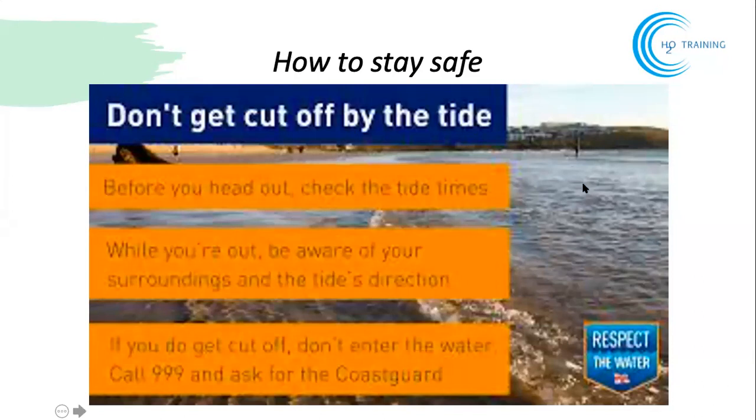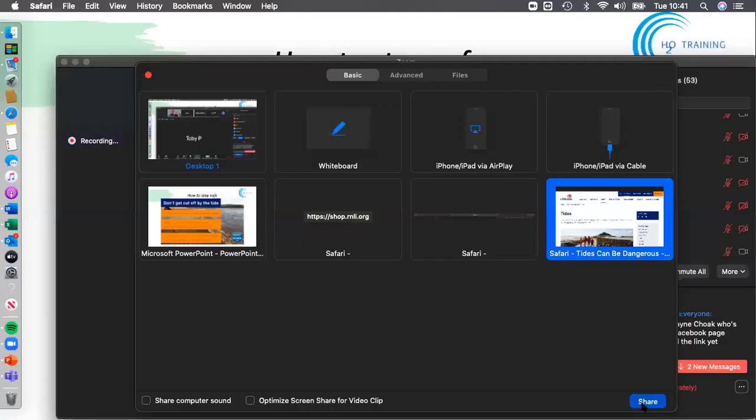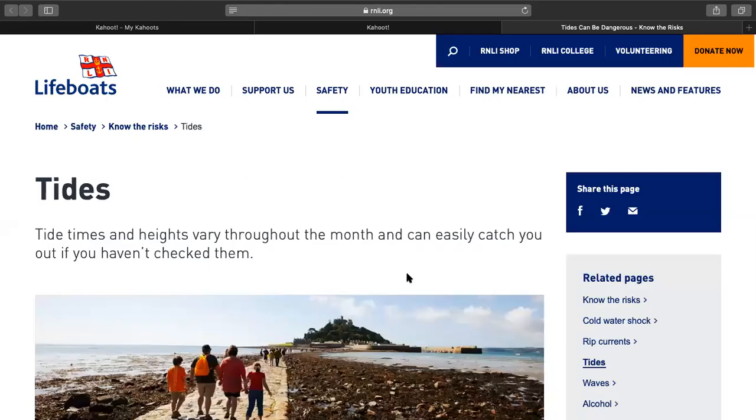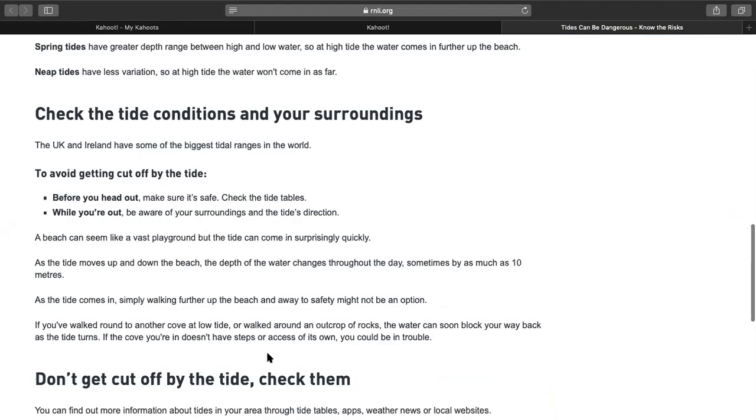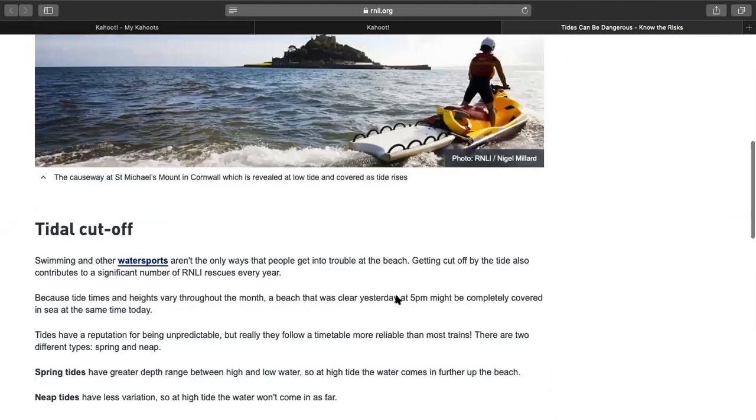If I click on this, it takes me to the RNLI website. I think I might have to share that with you. Just here, okay. And if you go on the RNLI website, there's lots of information there about tides, about how to check for tides, what the information means, and all the rest of it. So I'm just going to close that down. So that is the end of the presentation.